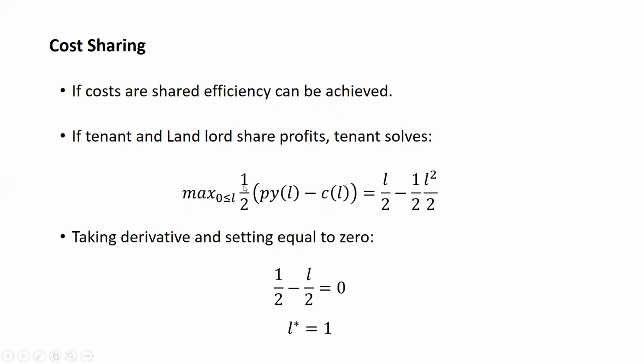And so now when you're choosing how much to maximize, this 1/2 factors out, and you essentially end up with the same optimal choice. When you take the derivative here now, your marginal benefit is half, but also your marginal cost is half. Okay? Your marginal benefit is 1/2 under cost sharing, but your marginal cost also gets divided by half.